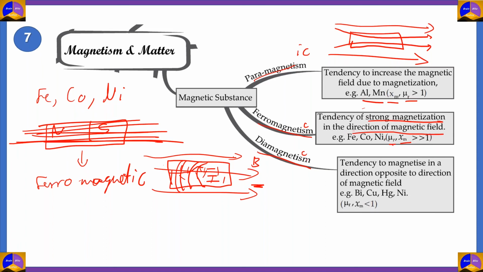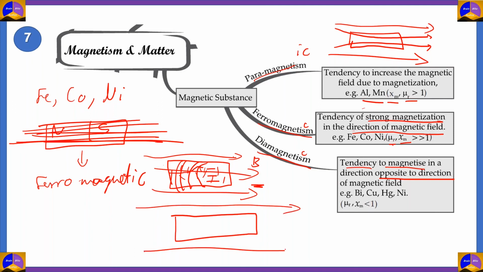The third type of magnetic substance is diamagnetic. In diamagnetic substances, there is a tendency to magnetize the object. However, the direction is opposite. This is due to the fact that when a magnetic field is passed through it, the field lines tend to be pushed away from the object. So the diamagnetic object pushes the magnetic field away. So the tendency of magnetization in a diamagnetic substance is towards the opposite direction.